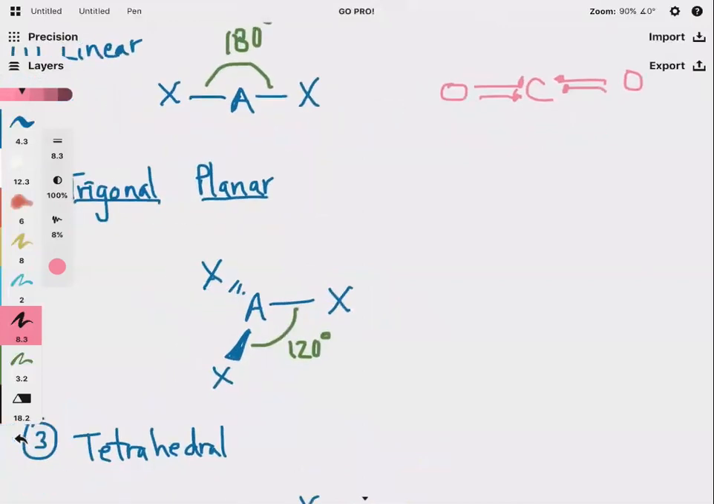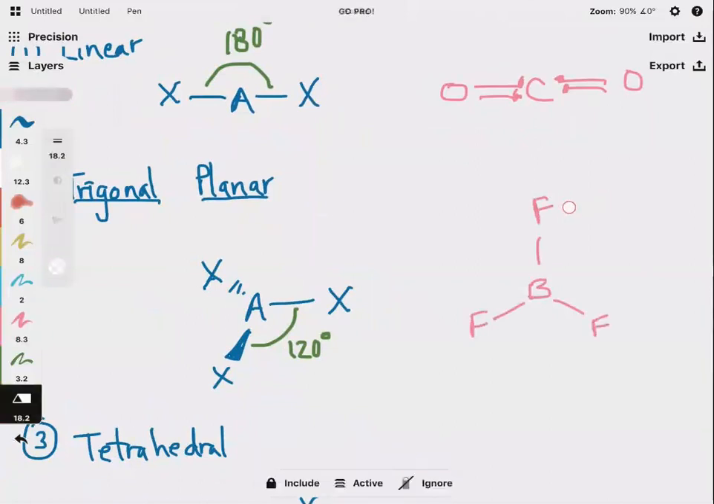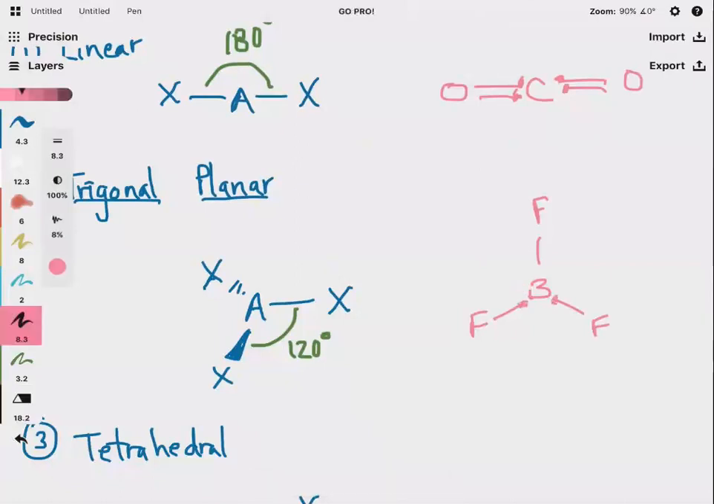How about trigonal planar? Trigonal planar can be something like boron with 3 fluorines attached to it. Boron is a group 3 element, so it has only 3 electrons in its valence shell. So there's one, there's the second one, and there's a third one. So there's no extra lone pairs of electrons anywhere. So that would be trigonal planar.